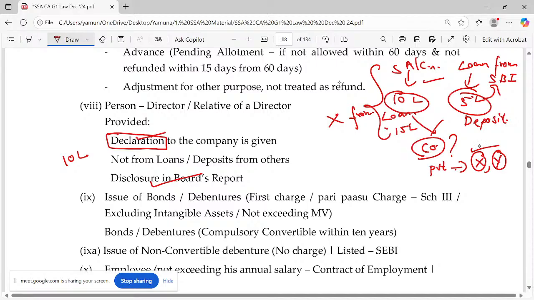The company cannot go for issue of shares or something like that. Okay, so all of this is needed. Deposit is such an important one. Okay, ninth point, not only related to deposits.